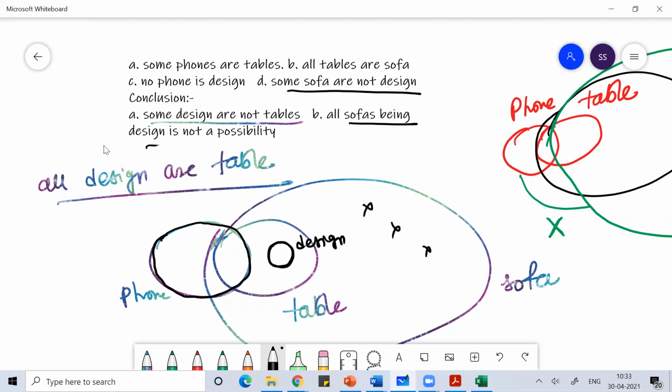You can see all these are sofas which are not designed, correct? So all these are sofas which are crossed. They're not designed. So some sofas are not designed. Here all designs are getting inside table, and design and phone: you know that no phone is designed. You're getting that possibility, correct? So if this is true, then this is false.